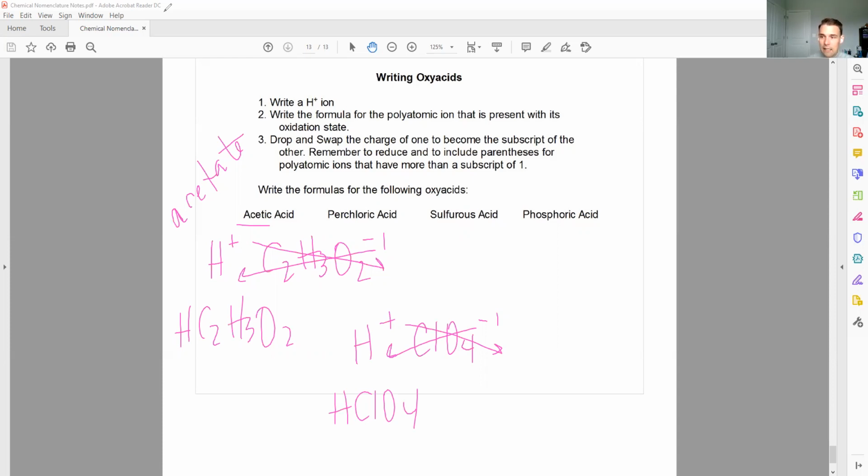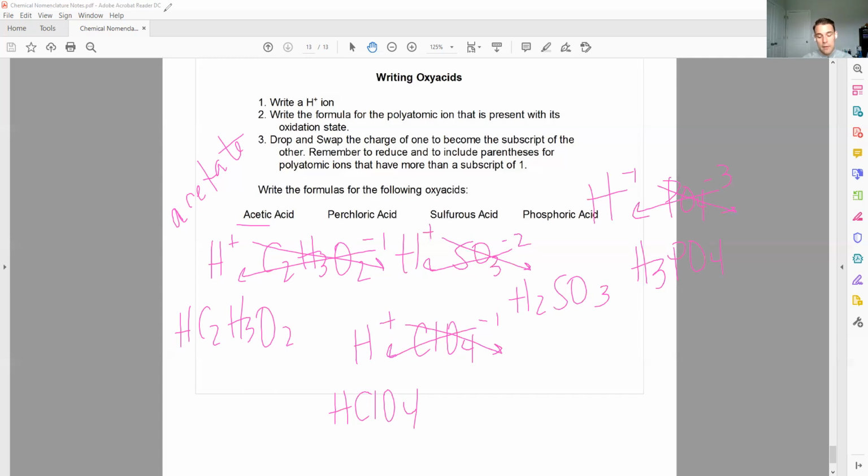Sulfurous acid is going to be sulfite. Sulfite is SO3 minus 2, H+ in front. We swap them, we get H2SO3. Phosphoric acid is phosphate, PO4 minus 3, H+ in front, swap them, H3PO4. Okay, it's that simple. The only reason why this is going to be challenging at first is if you don't know those polyatomic ions.